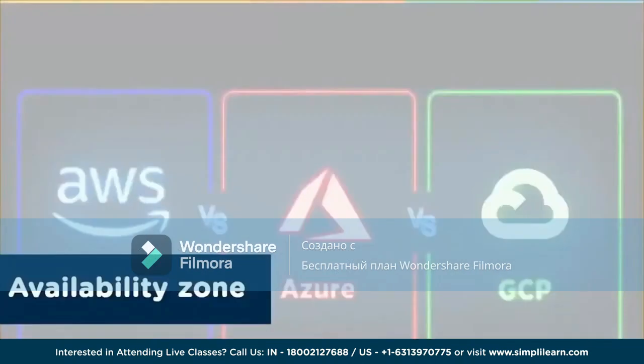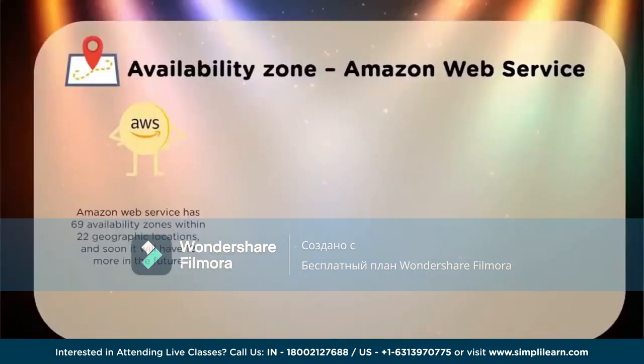Now let's talk about availability zones. These are isolated locations within data center regions from which public cloud services originate and operate. Talking about AWS, they have 69 availability zones within 22 geographical regions. This includes regions in the United States, South America, Europe, and Asia Pacific. They are also predicted to have 12 more additions in the future.